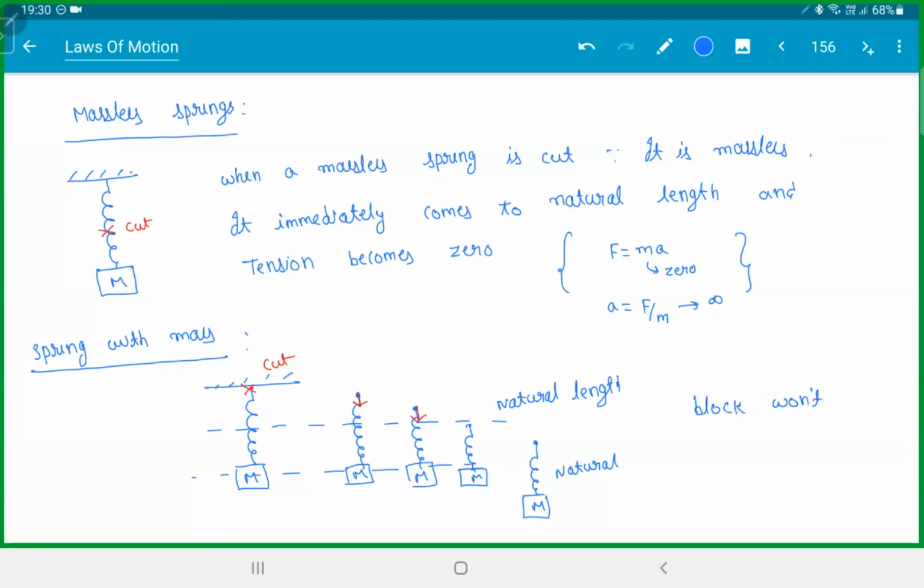The reason is the mass of the spring. Because of inertia, you get a finite acceleration. It will take some time for the spring to come to natural length. When the spring has come to the natural length, the tension becomes zero, and then the block starts falling. But we don't have this in the portion. We will not study these cases. But then again, they can always ask this as a theoretical question.